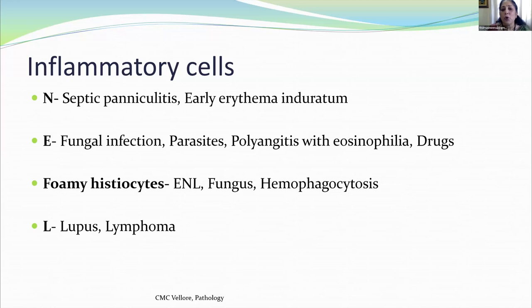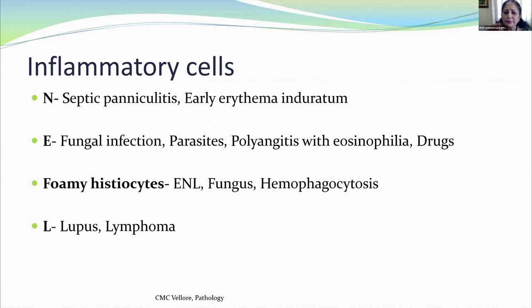So in the first 3, you should always ask for special stains if you see any of those cells in the panniculus to rule out infective etiology, and then only come to a diagnosis of what other causes could be associated with these inflammatory cells.